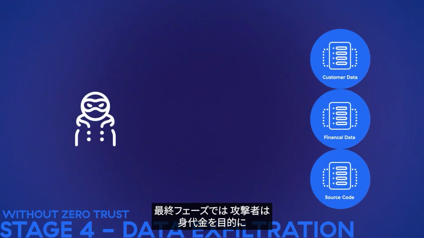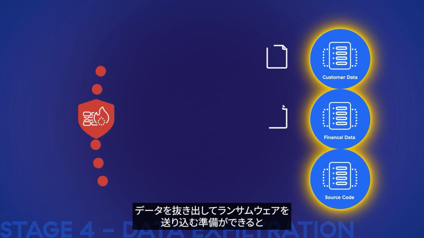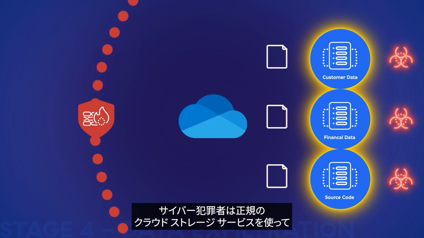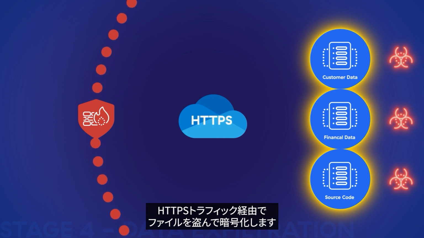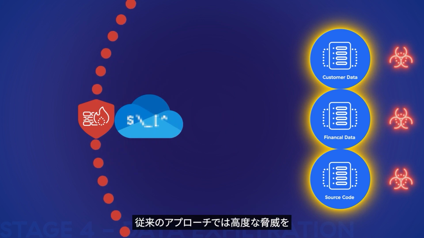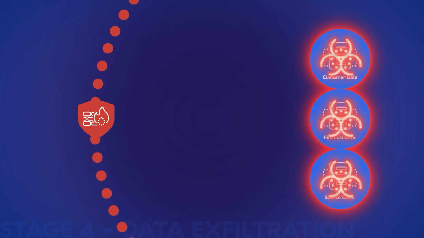In the final stage, attackers attempt to identify data to steal, encrypt, and hold for ransom. Ready to exfiltrate data and deliver a ransomware payload, cybercriminals often use legitimate cloud storage services to steal, compress, and encrypt files over HTTPS traffic. They know that firewalls struggle to extract encrypted content for inspection, and traditional approaches fail to stop advanced threats.